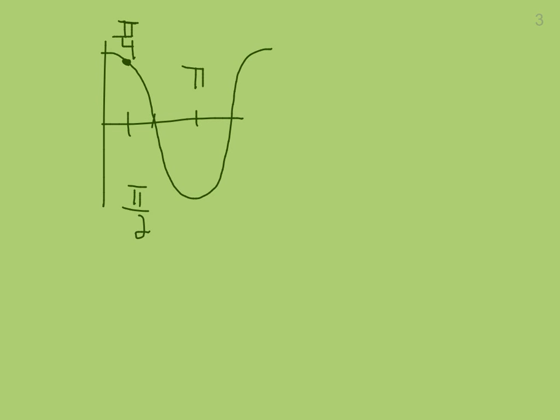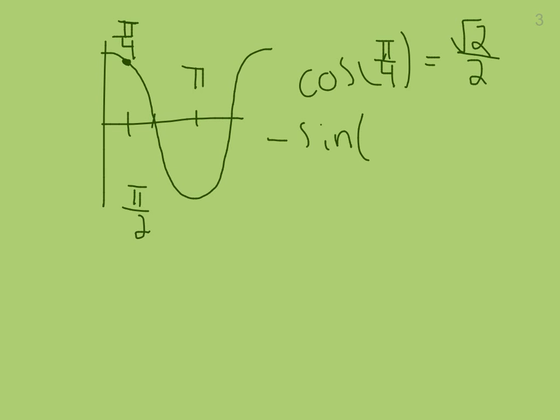So what is cosine of pi over 4? Well, cosine of pi over 4, if I remember correctly, is root 2 over 2. Now, what about the derivative of cosine? Well, the derivative of cosine is negative sine. So what is negative sine of pi over 4? Well, sine of pi over 4 is also root 2 over 2, but now we have to make it negative. So it's negative root 2 over 2. And you should review your unit circle if that wasn't obvious.